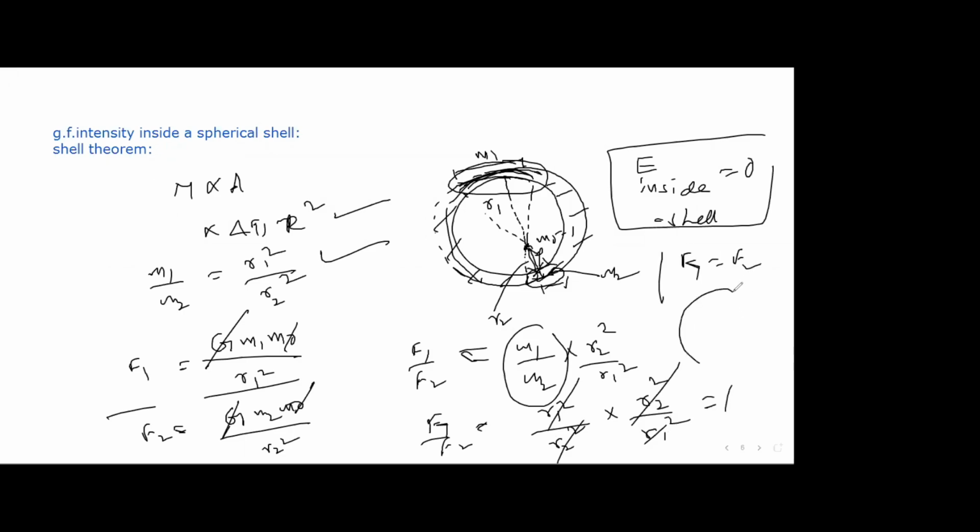That means inside a shell, if I take any particular point and imagine a unit point mass at this point, this region of the shell attracts with force F1, and this region also attracts with the same force. Why? One distance is less, the other distance is more, such that the entire distribution gives a net force equal to 0. That's why the intensity of the gravitational field inside a spherical shell is 0.